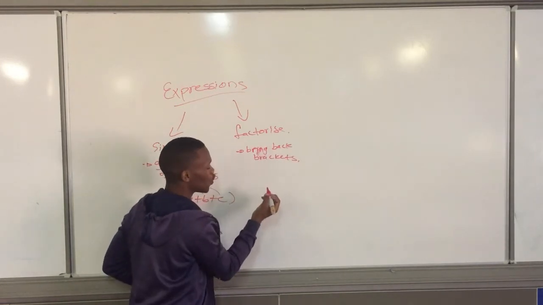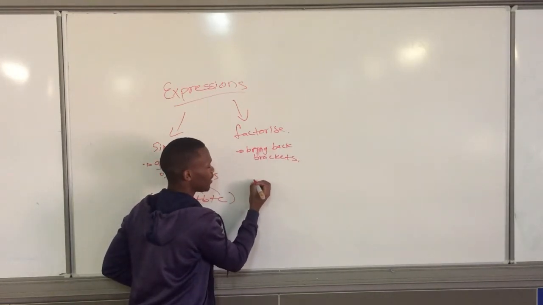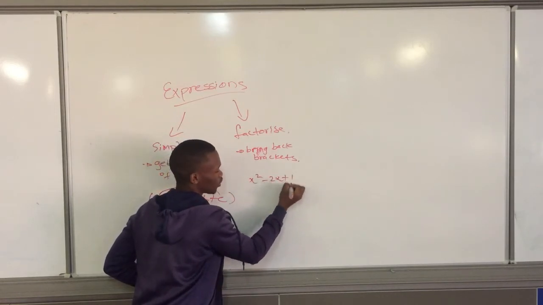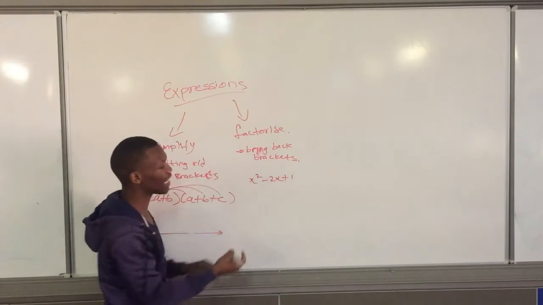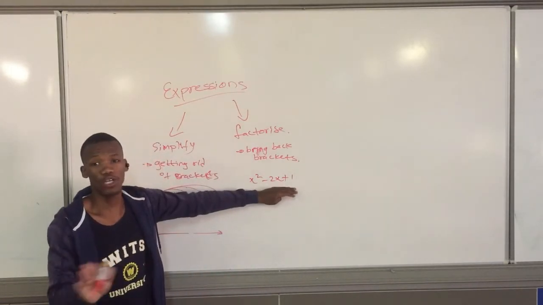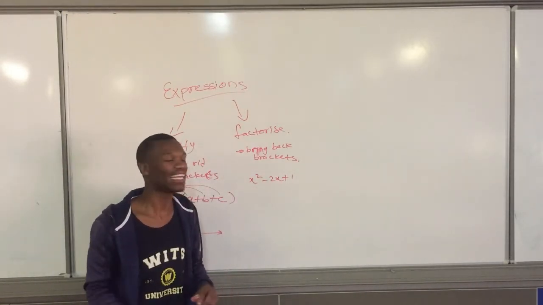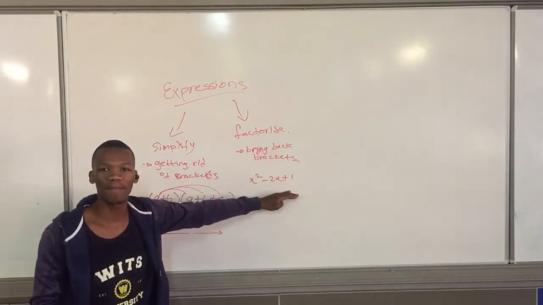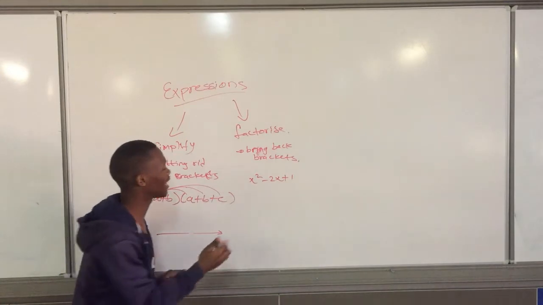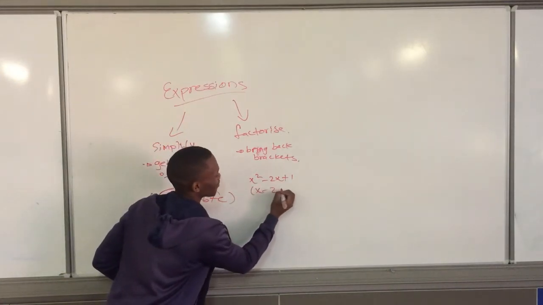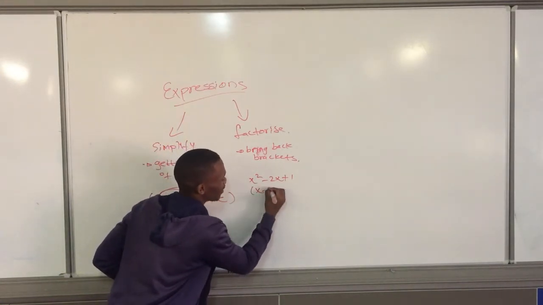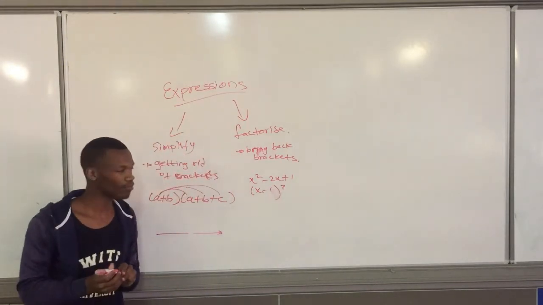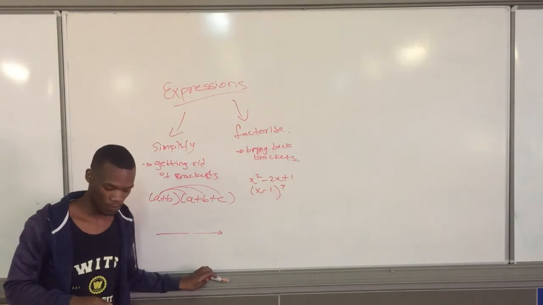For example, you'll be having something maybe like x squared minus 2x plus 1. It's an expression because there is no equal sign, there is no inequality sign. So what can you do with this expression? You can simplify it, you can factorize it. Then this is what you'll end up with, x minus 1, something like that. I'll leave it there for now.